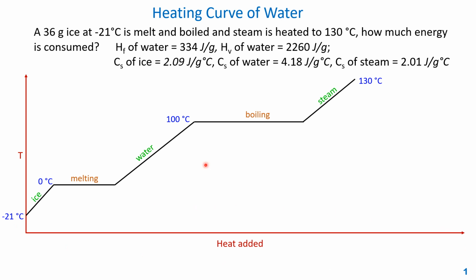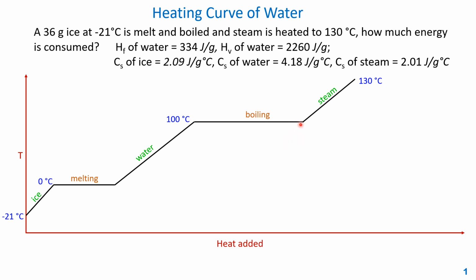Okay, to summarize: when you see this diagonal or slope, that's temperature change but no physical state change. When you see the plateau, there is a physical state change, either melting or boiling, but no temperature change. So we melt at the melting point and boil at the boiling point.